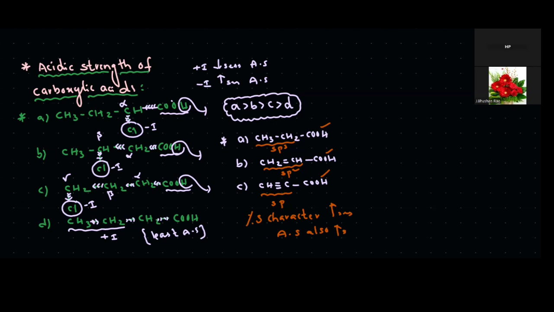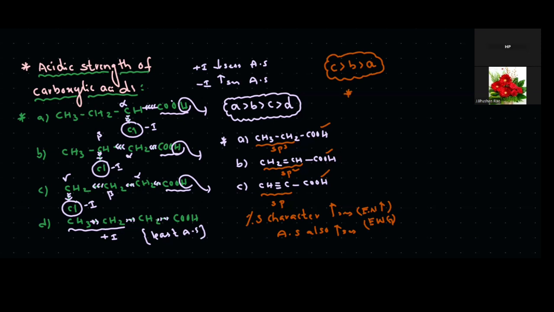Which one is the most acidic in this? The third option. C is greater than B, and B is greater than A. Why is C the most acidic in these three cases? Because the electronegativity is greater here. When the percentage of S character increases, electronegativity increases, and electronegativity means electron withdrawing nature. The electron withdrawing nature increases. That's why the third case is always more acidic than the second, and the second is more acidic than the first. So this is another kind of example with the reason.